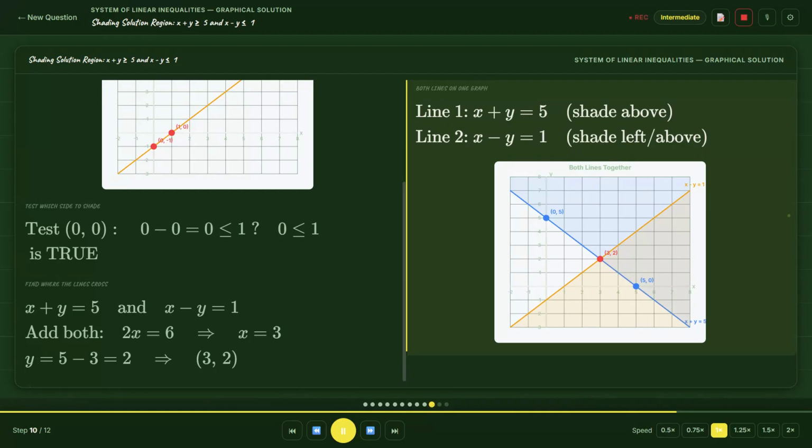Now let's put both lines on the same picture. For the first line, we color above it. For the second line, we also color above and to the left. The special area where both colors overlap is our answer.